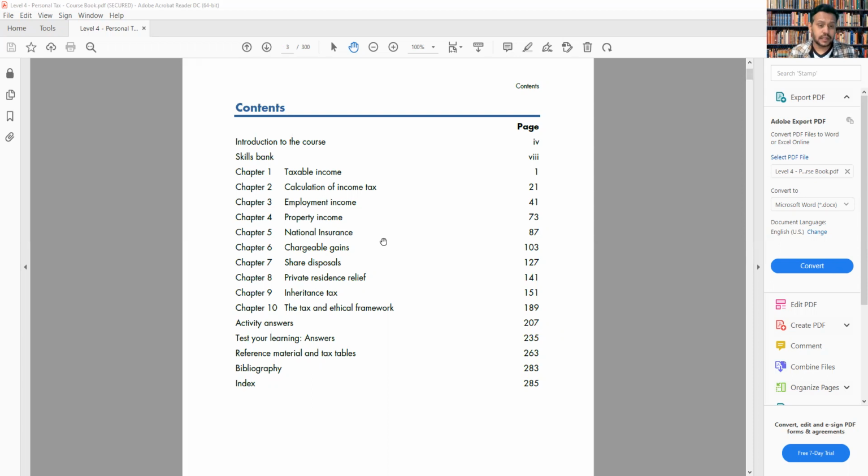Chapter 3, employment income. Chapter 4, property income. Chapter 5, national insurance. Chapter 6, chargeable gain. Chapter 7, share disposal. Chapter 8, private residence relief and inheritance tax. And finally, tax and ethical framework. The last chapter is a theoretical question, so there will be no calculation there. So up to chapter number 9, we're going to cover all of this, and all of this will be covered from the individual point of view, not from the company point of view.